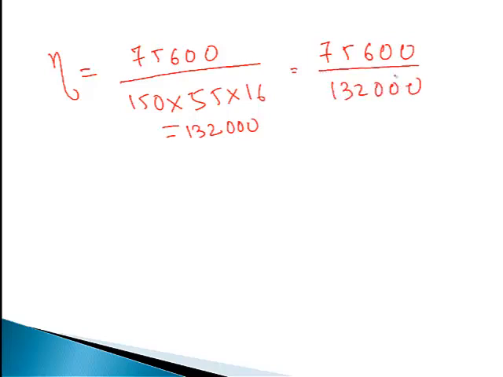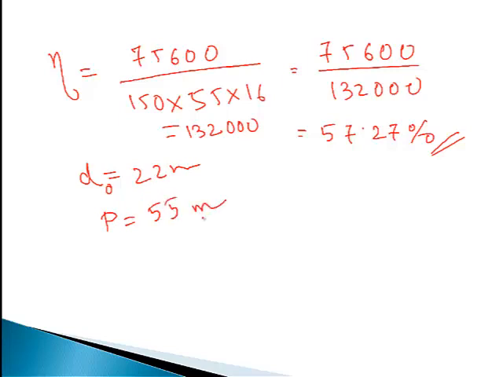So if we find the ratio, what will be the answer? 75600 by 132000, it will be around 57.27%. Okay, so this is the answer to design a rivet. For the design, we have got the nominal diameter 22 mm, pitch we have assumed 55 mm, and the efficiency we got as 57.27%. So this is the answer.